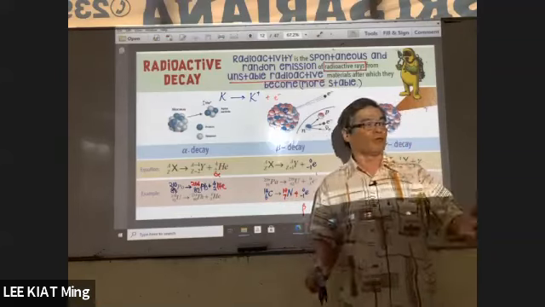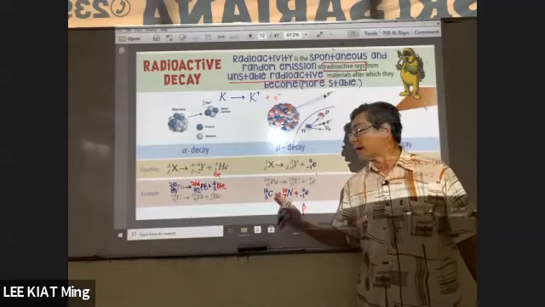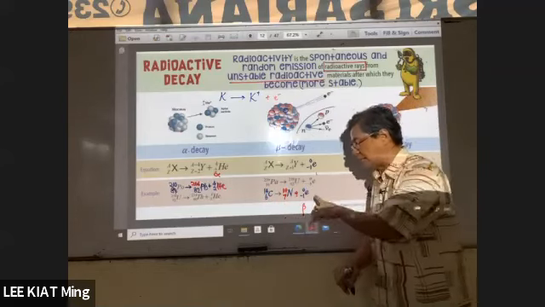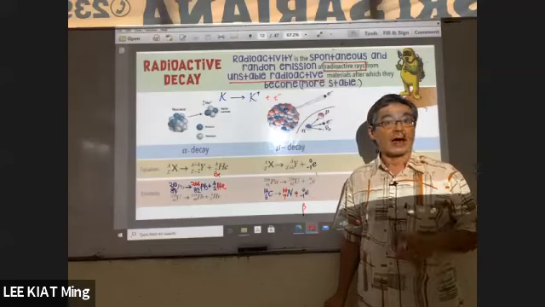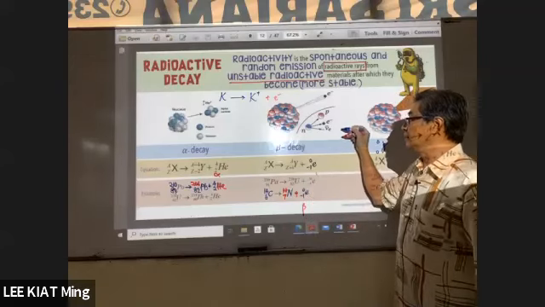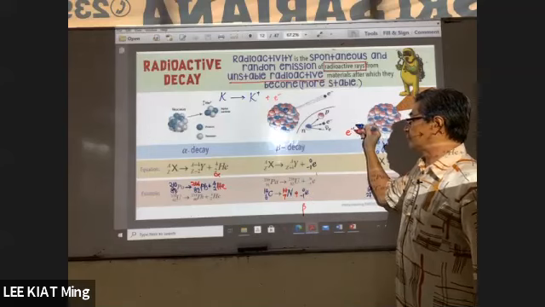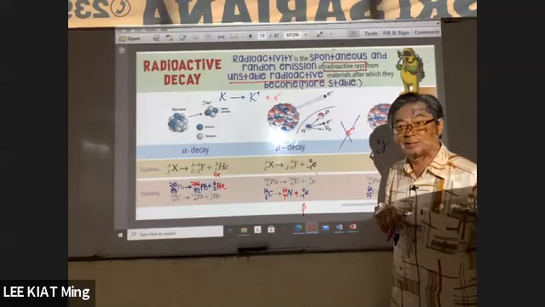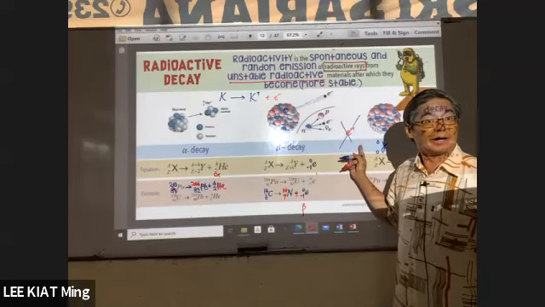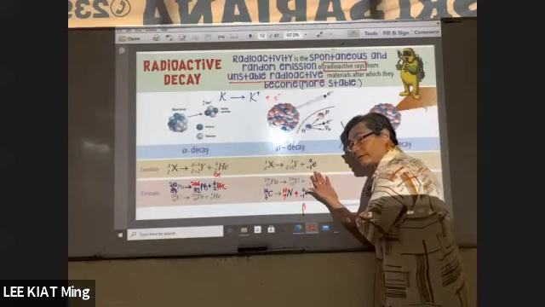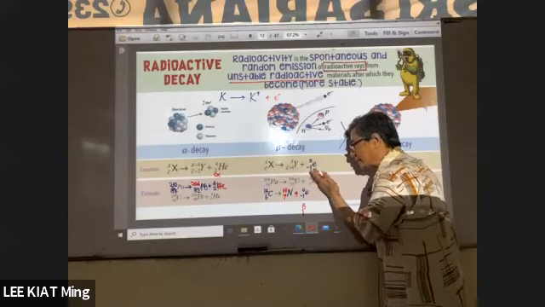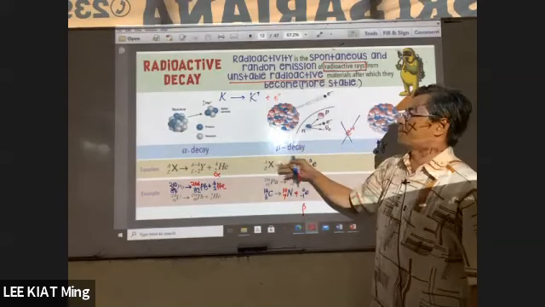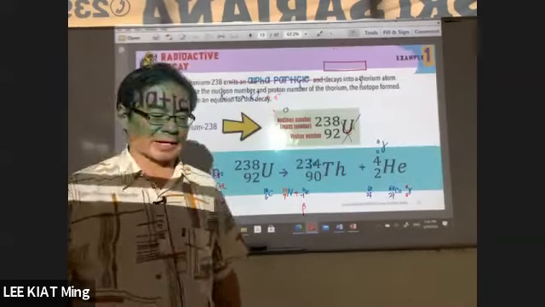So in other words, it looks funny, but this is chemistry. Carbon can be changed to nitrogen by releasing one electron. Clear? Please don't write your electron like this. This is what you learn in chemistry. The right symbol is this, not this one.